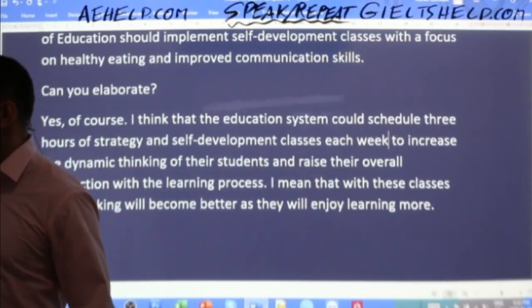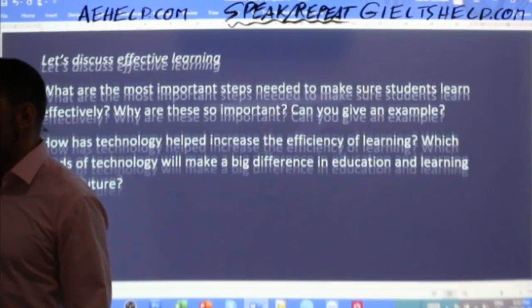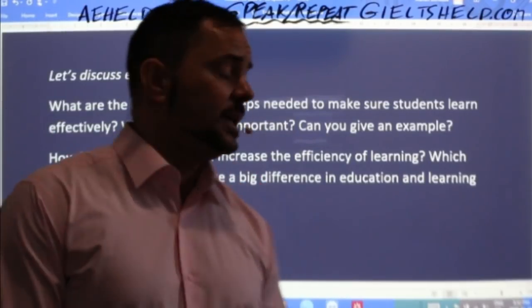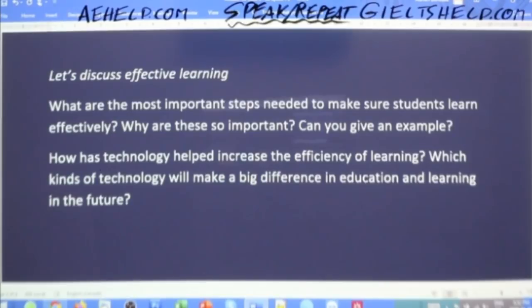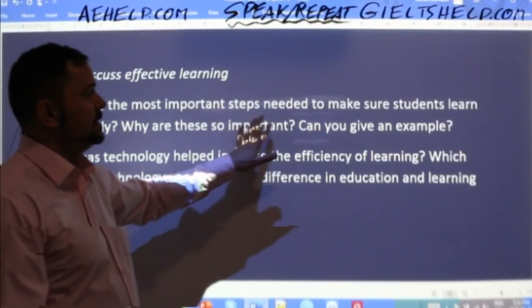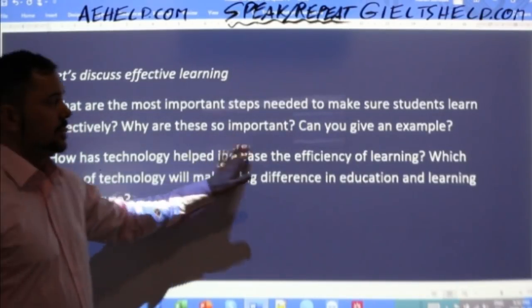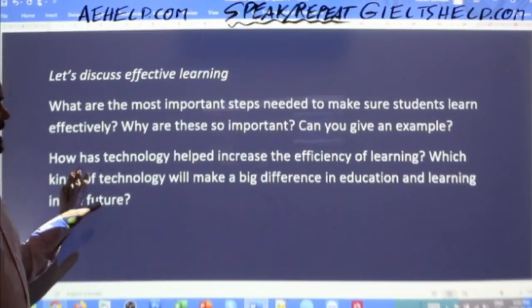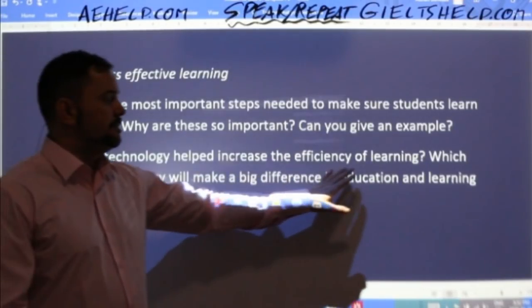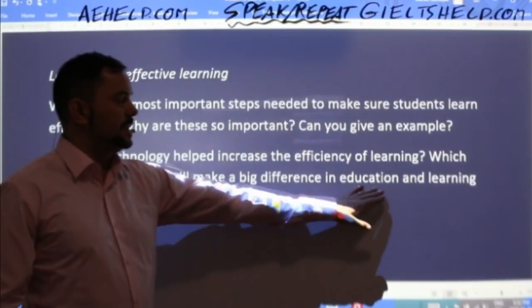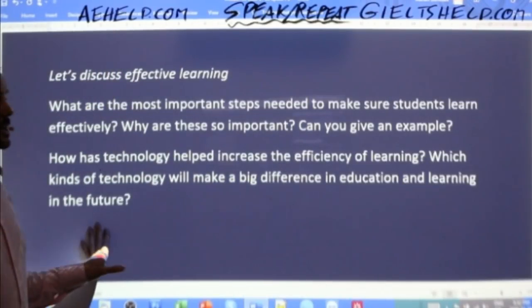Okay, so if you're doing a great job in part 3 and you're moving along nice and smooth, you're answering questions fluently, then the examiner will lead into another related topic like, let's discuss effective learning. What are the most important steps needed to make sure students learn effectively? Why are these so important? Can you give an example? How has technology helped increase the efficiency of learning? Which kinds of technology will make a big difference in education and learning in the future?